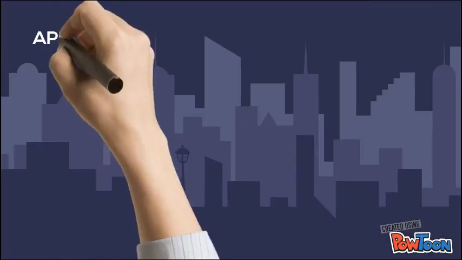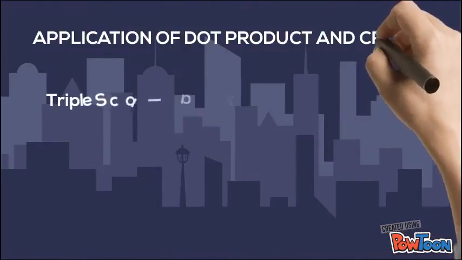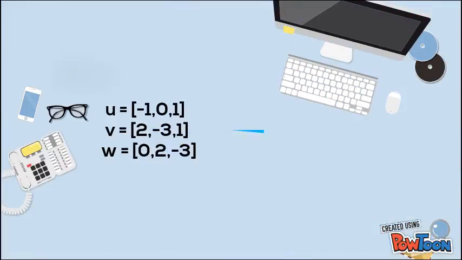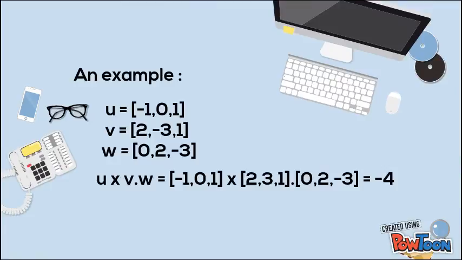Now, the application of dot product and cross product. The triple scalar product is used to find the volume of a parallelepiped. The formula is A dot product B cross product C. The cross product is done first to get a vector quantity. Then, dot product is done to get a scalar quantity, which is the volume. This is an example of the combination of cross product and dot product.